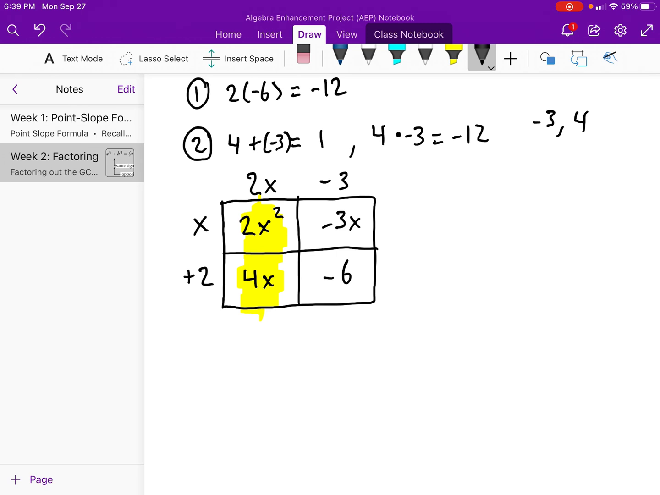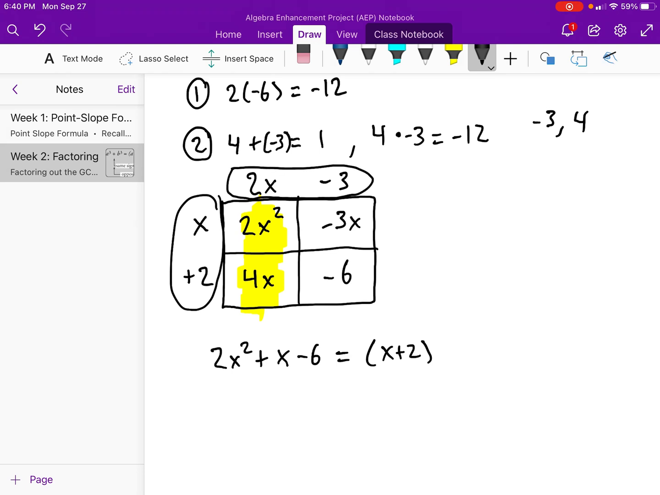Now, why did I go through the whole trouble of making this box, factoring, and doing all this? Well, as it turns out, our quadratic 2x squared plus x minus 6 can be factored as what we got over here, which is x plus 2, and what we got over here, which is 2x minus 3. And this is the answer that we were looking for.